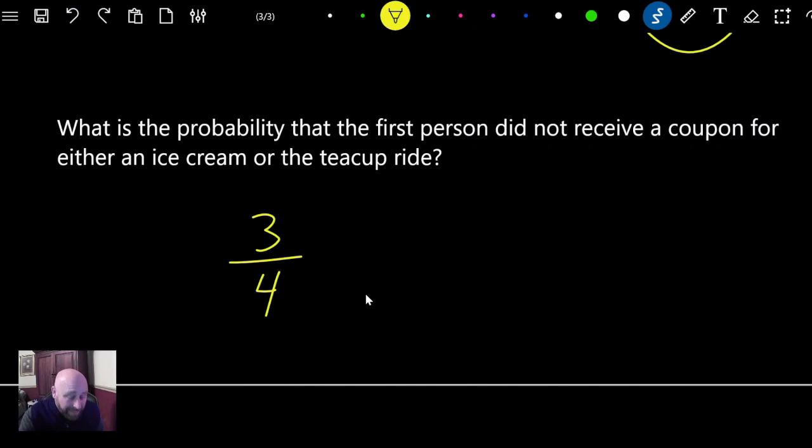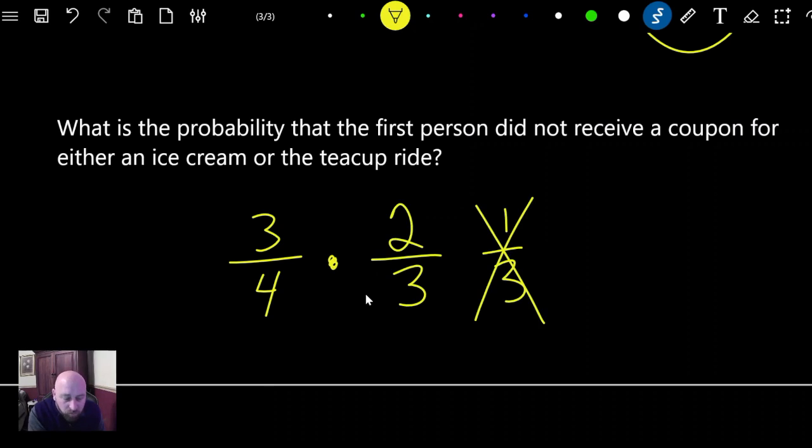Now, and he also could have received what? He could have received carousel or he could have received Ferris wheel. So he could have received 2 of the 3. Remember that 1/3? That's the one that he couldn't. That's the teacup. The teacup is the 1/3. So we had to kind of subtract that 1/3 out. Okay, so we get 2/3. He could have gotten carousel. He could have gotten Ferris wheel. He just couldn't have gotten teacup.